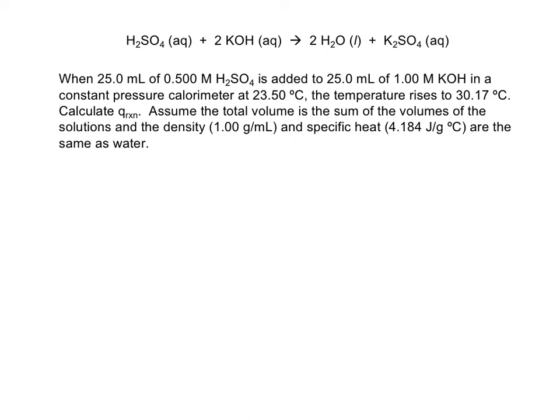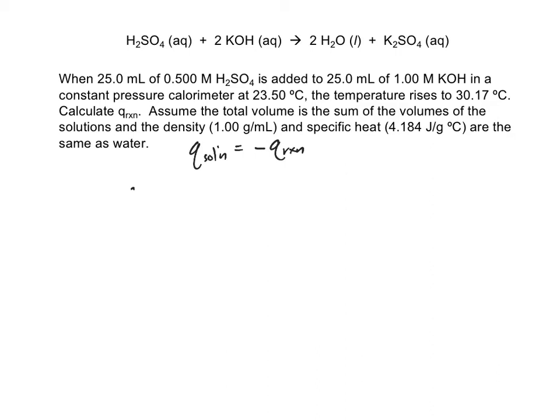And we're going to assume the total volume is the sum of the volumes of the solutions, and it has a density of 1 gram per milliliter, and the specific heat is 4.184 joules per gram degree Celsius. So whenever we do this calorimetry, right, the solution is the surroundings and the system is the reaction. And the surroundings and the system are going to have equal magnitude but opposite signs. So the Q for the solution is the negative Q of the reaction.